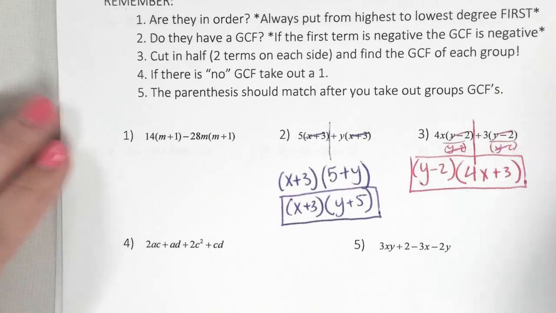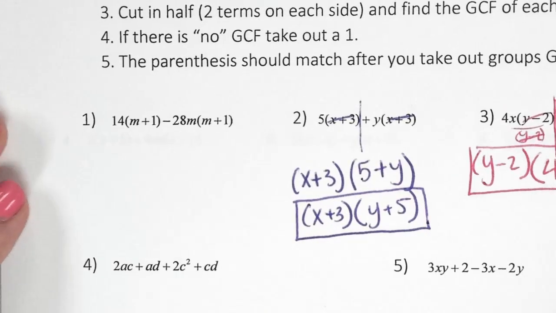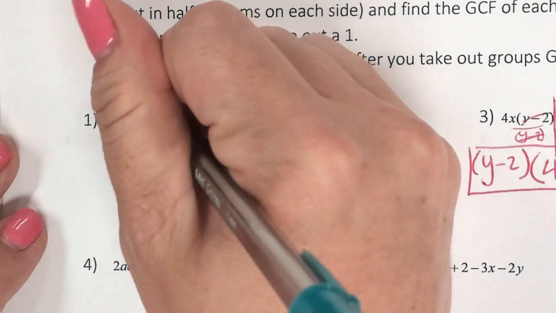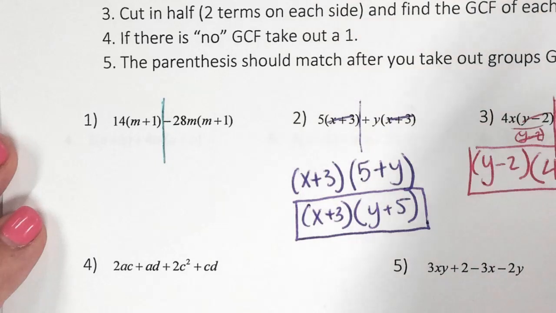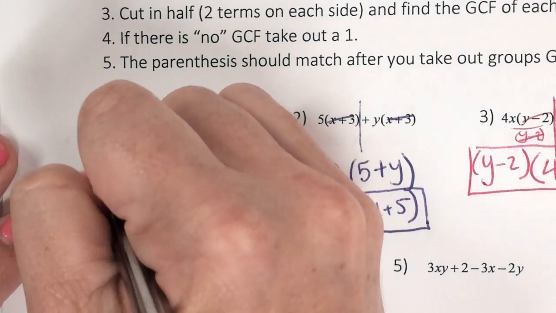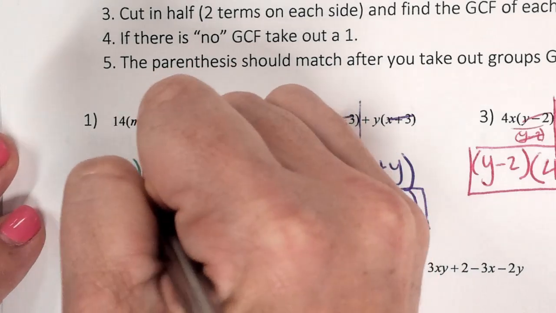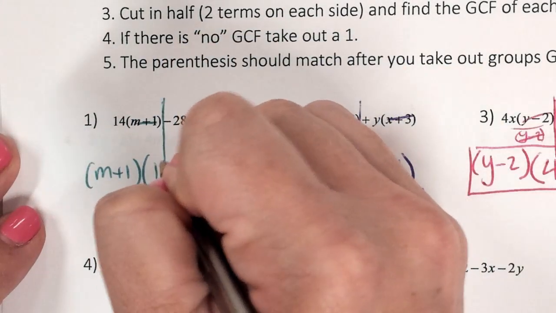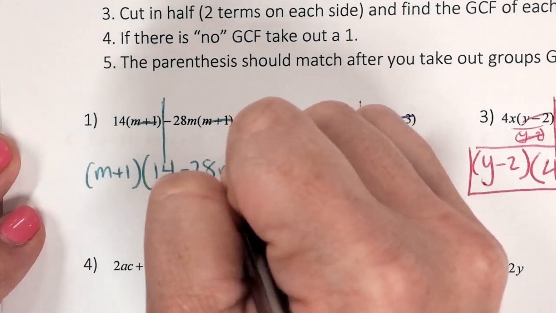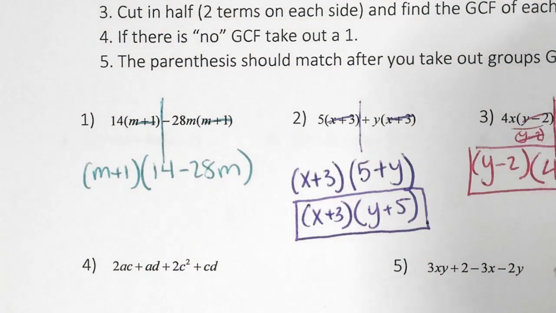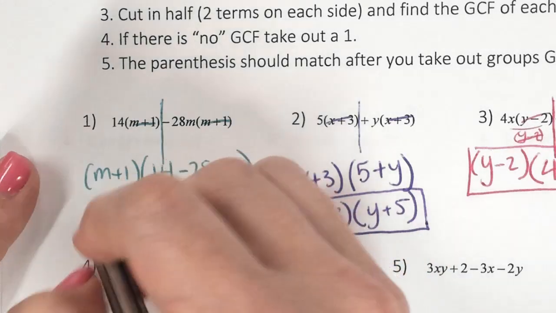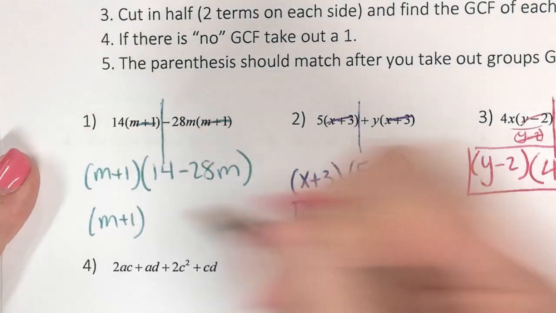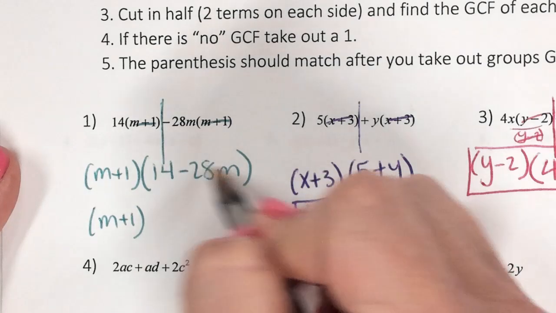So now look at number 1. So what do they have in common? The n plus 1. And then when I take that out, what do I have left? Which is in the wrong order and it has a GCF, right? So I'm going to bring down my n plus 1 because that one's fine. What's my GCF here?